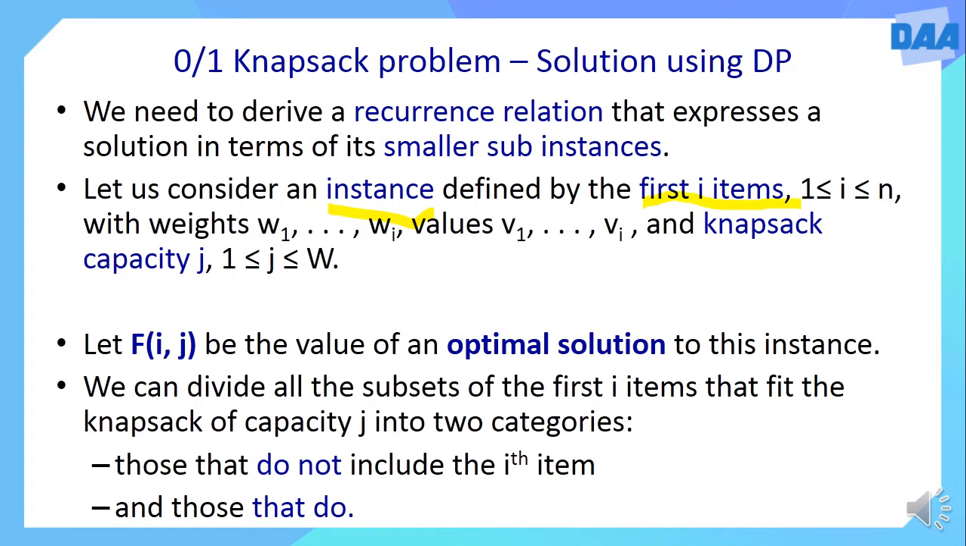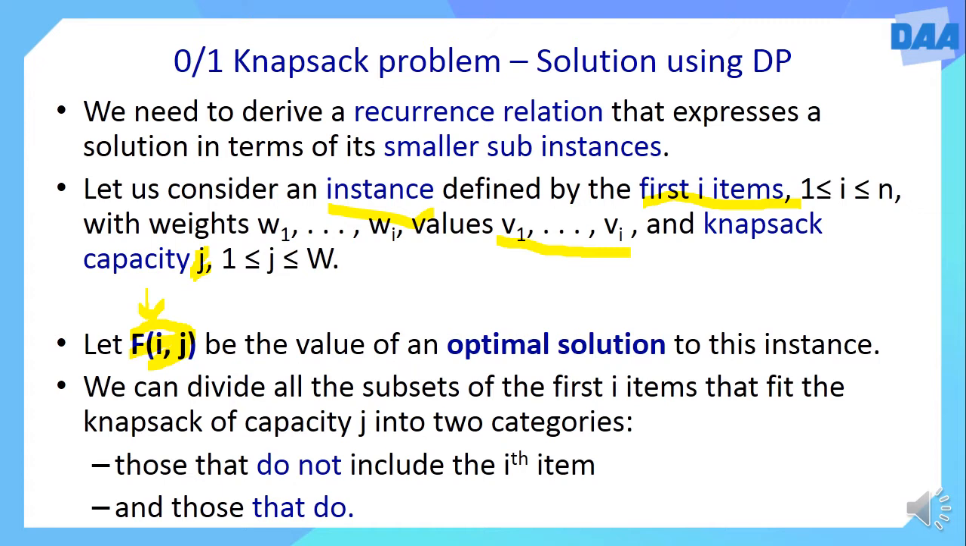Let us consider the first i items whose weights are w1 to wi and whose values are v1 to vi. Let the capacity of the knapsack be j, where j is chosen between 1 and W. Now let us assume that f of i,j gives the value of all the items selected in the knapsack for the optimal solution. Considering the first i items and the knapsack capacity j, f of i,j is the value of the optimal solution.